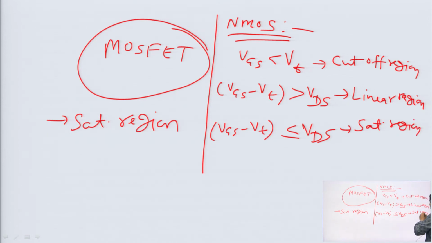So, we should be very much clear about these conditions, only then we can solve the circuit, fine, because the region of operation is very important, because the equation for drain current is different in linear region and different in saturation region. So, just observe the circuit and try to find out whether you are able to find out VGS minus VT and VDS from the circuit. If you are able to find out VGS minus VT and VDS directly, then straightforward you can find out in which region the MOSFET is operating.